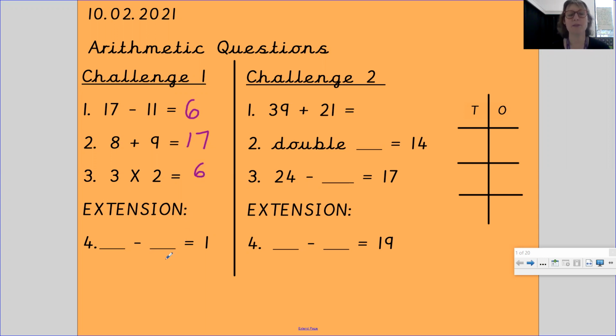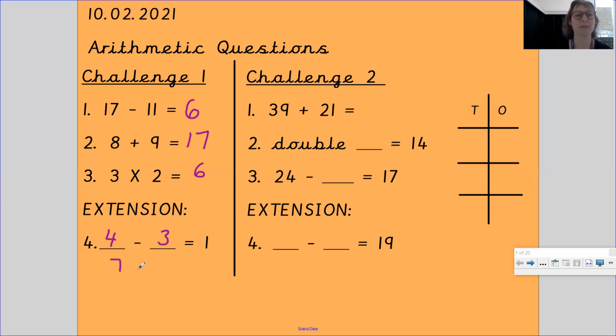And this time I've got a takeaway and my answer is 1. So I can start with anything bigger than 1. I'm going to start with 4 today, because it was question number 4. So 4 take away something is going to be 1. So there's my 4. That's the one I want left at the end. So how many do I need to take away? 1, 2, 3.